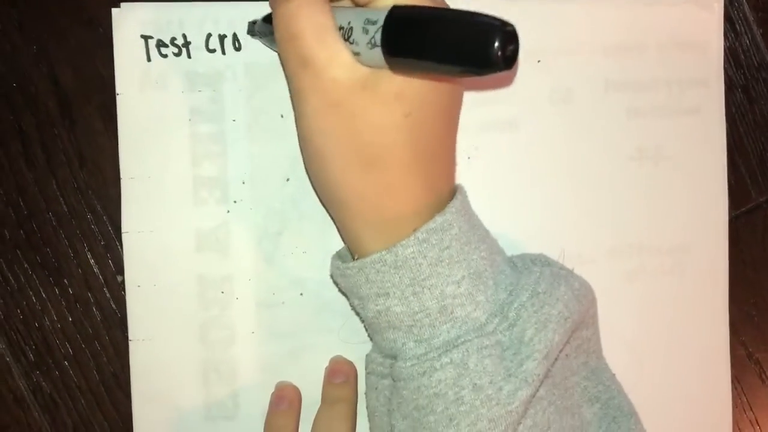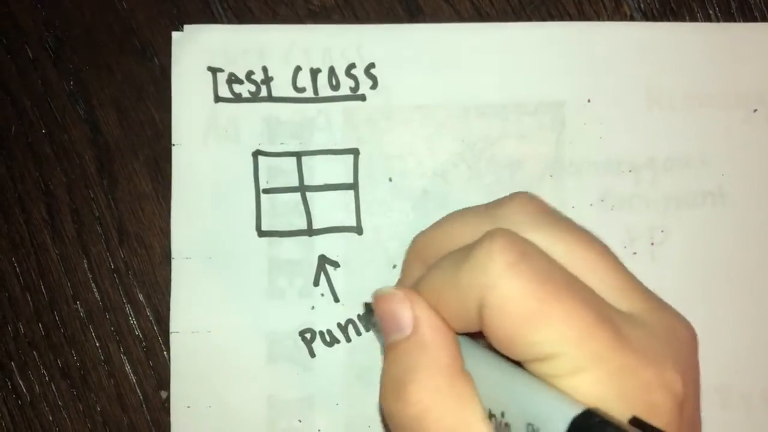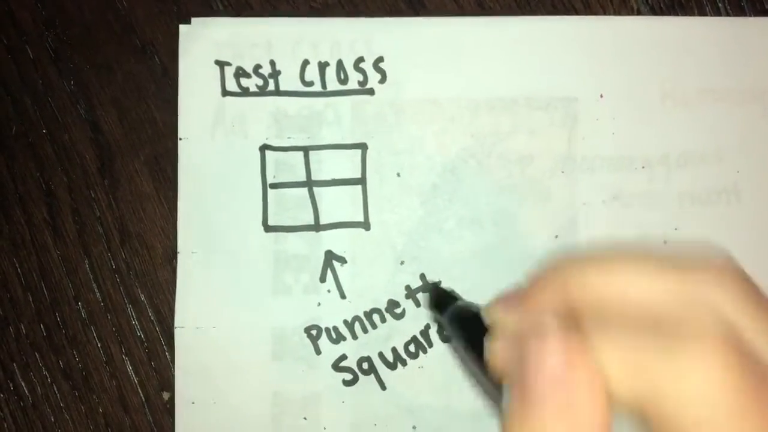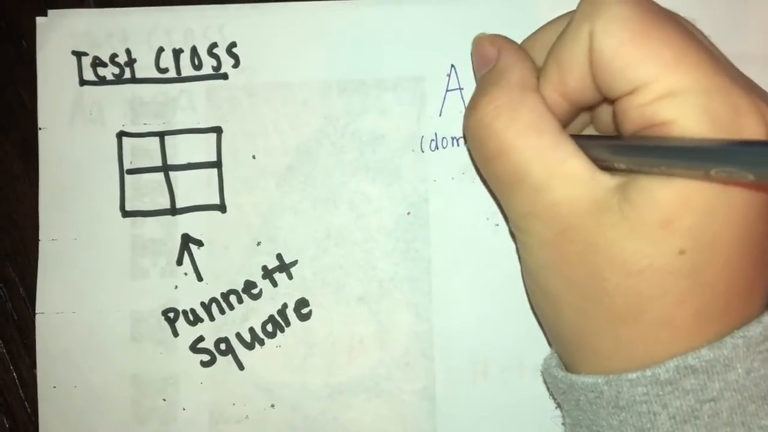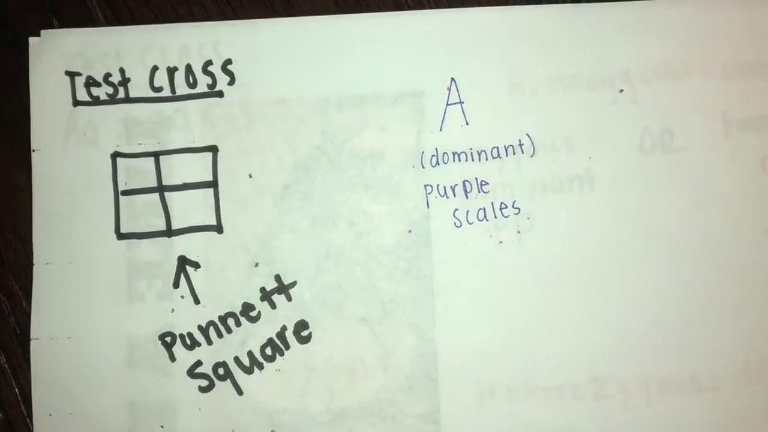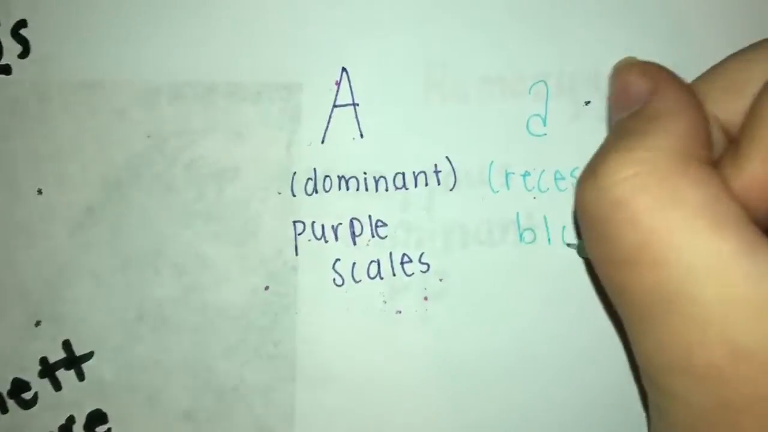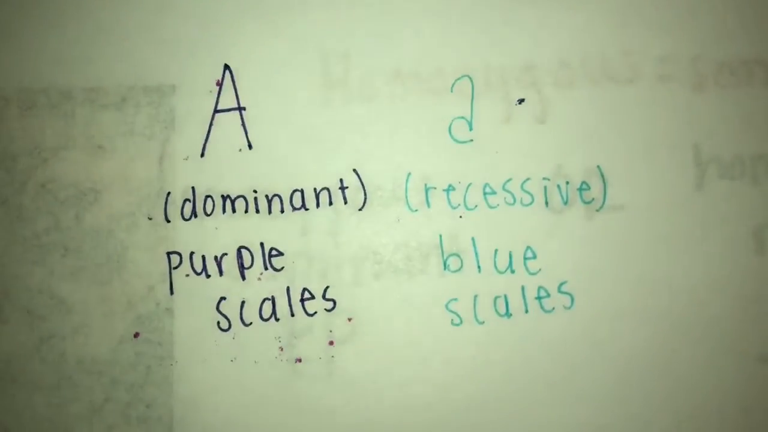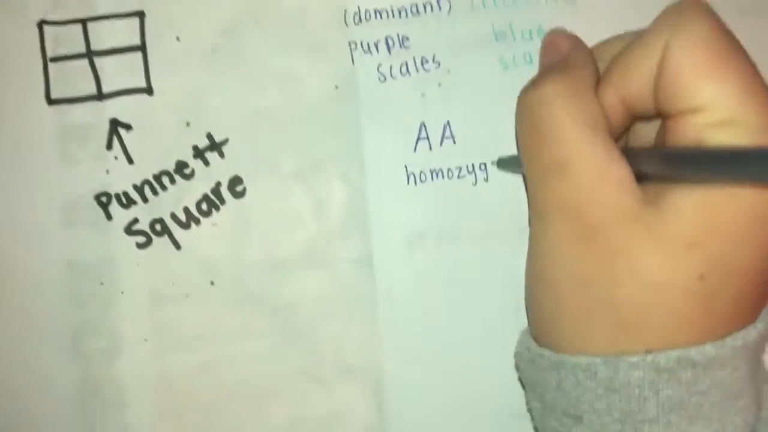Thanks, Paola. So, to test cross, you first need to draw a box with 4 squares, called a Punnett square. Next, you need to determine each parent's genotype. Choose a letter to represent each allele. For our example, we will be using big A, which is dominant, for purple scales, and little a, which is recessive, for blue scales. Next, determine the genotype of each parent.